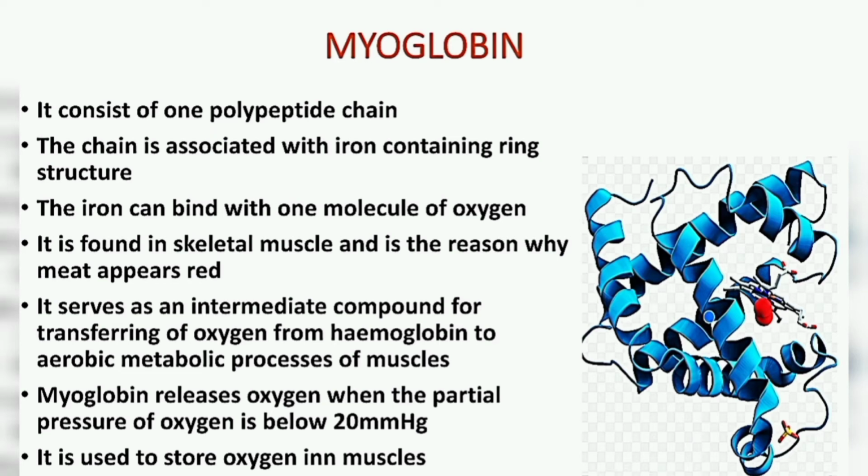It serves as an intermediate compound for the transfer of oxygen from hemoglobin to aerobic metabolic processes of the muscle. This whole line means that the myoglobin is the main thing which is used to carry the oxygen from the hemoglobin to the muscles which are doing aerobic activities.